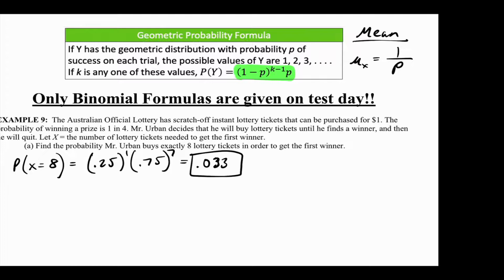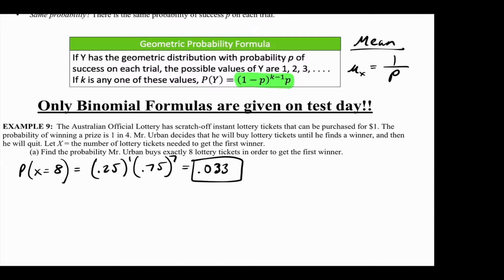They don't give you any geometric goodies on the test. They give you a lot of binomial goodies. They give you the formula for binomial, the formula for the mean of binomial, and the formula for standard deviation of binomial, but geometric, they don't give you those goodies. But luckily, the formula for geometric is almost identical to the formula for binomial. And then the mean is 1 over p.